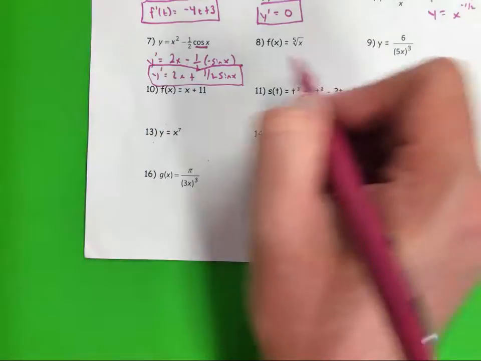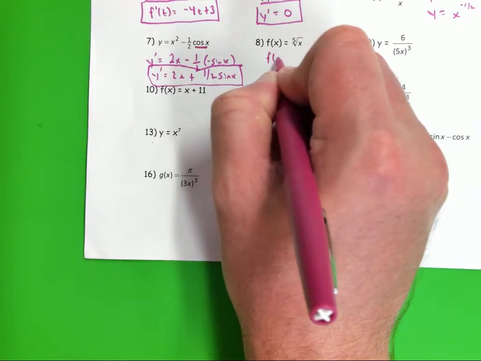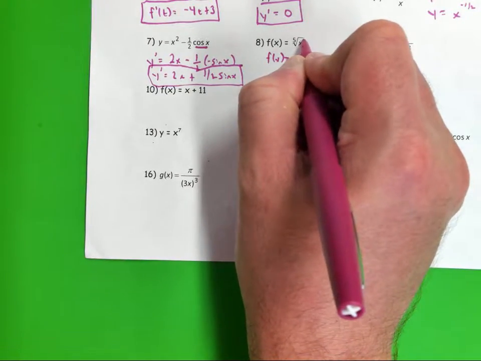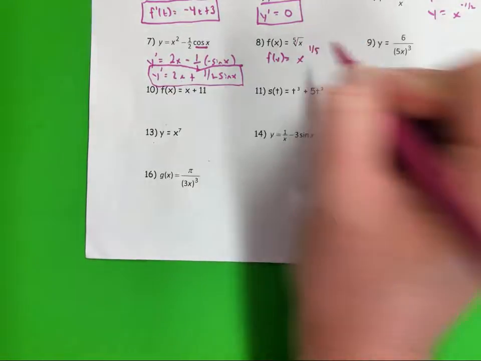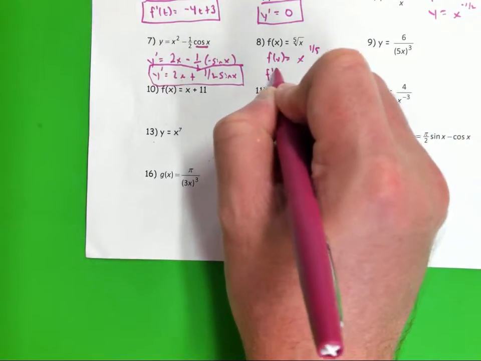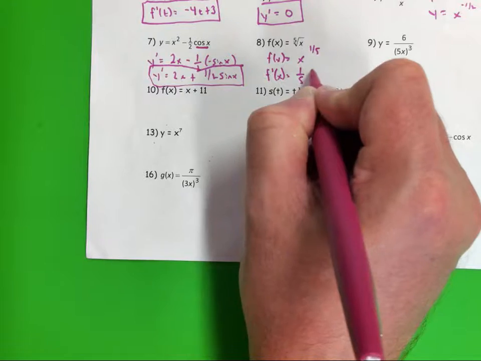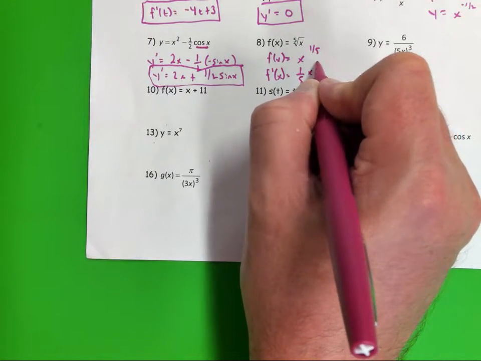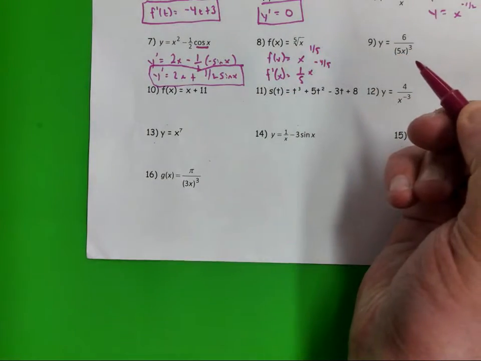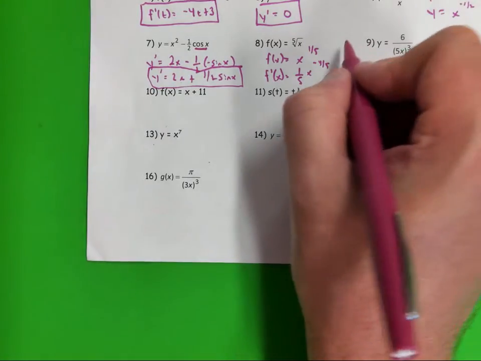Okay, number 8, I do have a radical, so I need to rewrite that as f of x equals the power is 1, the root is 5, so it's x to the 1/5. Now I'm going to find the derivative, f prime of x. 1/5 times 1 is 1/5. 1/5 minus 1 is negative 4/5. Now I need to rewrite that before I submit my final answer.